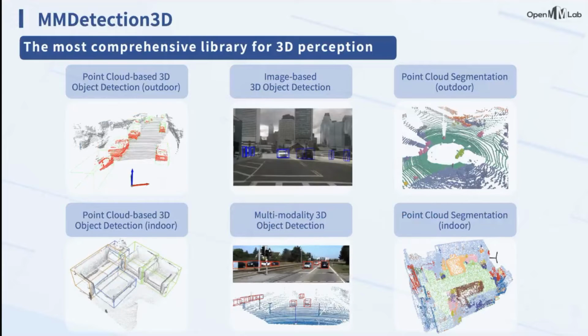So I would like to introduce several examples based on MMDetection. First is MMDetection3D, which is the most comprehensive and popular library for 3D perception. Now it supports indoor and outdoor point cloud-based 3D object detection. It also supports 3D object detection based on different kinds of modalities, like image-based 3D object detection and multi-modality 3D object detection. It also supports different kinds of segmentation methods for outdoor or indoor point cloud segmentation.